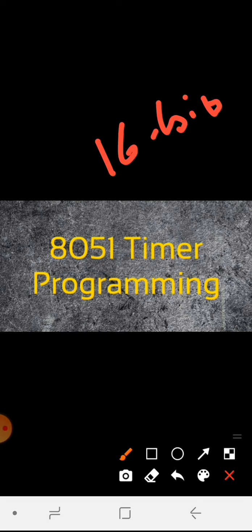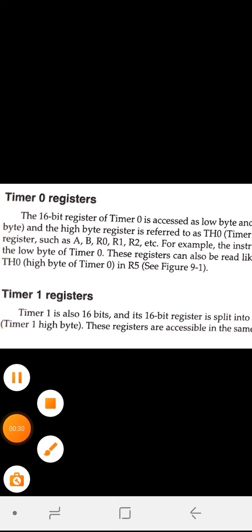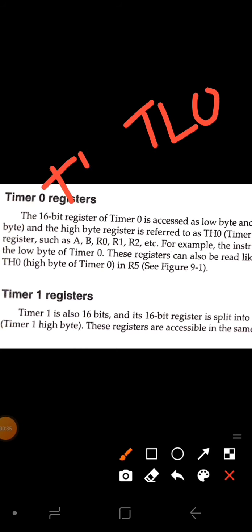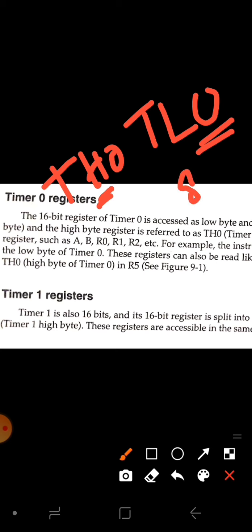So we want this 16-bit register to be divided into two sections, which are used to carry the lower byte of information and the higher byte of information. The 0 says that we are using timer 0, L says lower byte, and H says higher byte. So the total 16 bits will be divided into lower 8-bit and higher 8-bit. These are the registers we are using, timer 0 or timer 1.